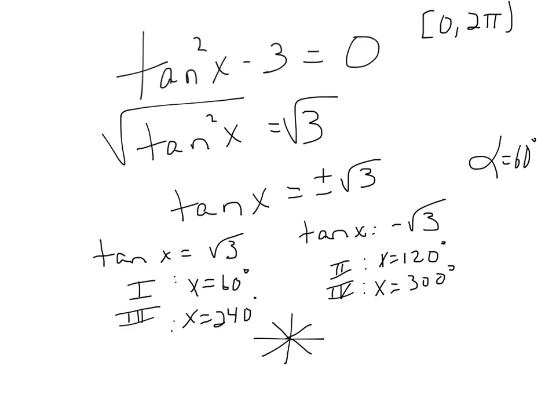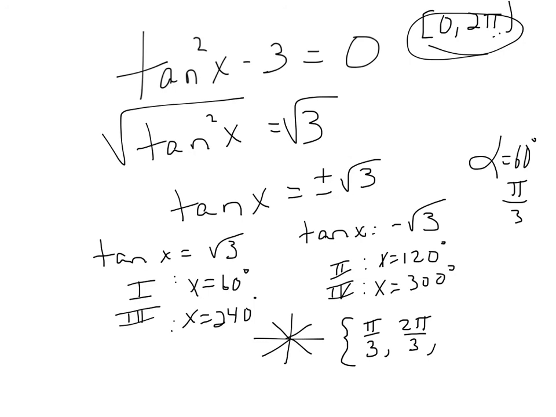Now here's the thing. I go back up and I look at my interval, and it's in radians. So as long as I know that 60 degrees is pi over 3, I can now change each of these degree measures into radian measure. So 60 degrees is pi over 3. 120 is 2 60s, so it's 2 pi over 3. 240 is 4 60s, so it's 4 pi over 3. And 300 is 5 60s, so it's 5 pi over 3. And that is the answers in radians.